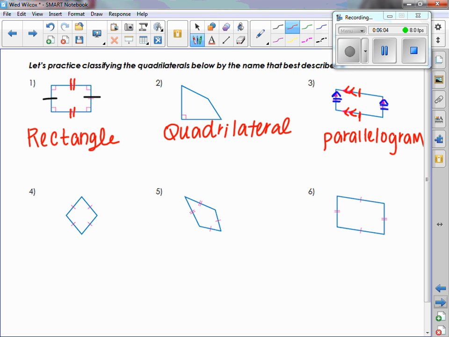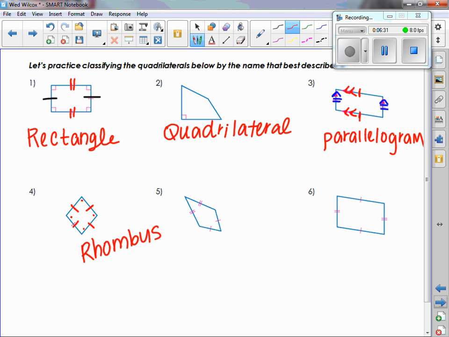Number 4, all 4 congruent sides. I know you probably automatically want to think a square, but remember, we can't make any assumptions. We don't know that these angles are right angles. So we can call this a rhombus, because a rhombus has 4 congruent sides. We cannot call it a square because we do not know that it for sure has 4 right angles.